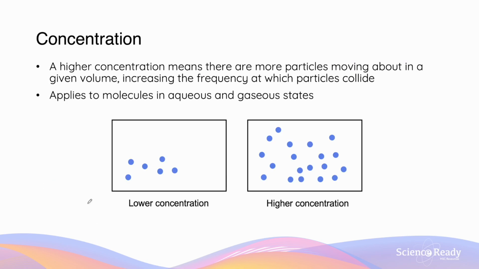If concentration of reactant is higher, that means that there are more particles moving around in the given volume, which increases the frequency at which the particles collide. And that applies to molecules in both the aqueous and gaseous state. So if we look here, imagine these were moving around. The amount of times that these would collide into each other would be much lower than for this one, which is the same volume with a higher concentration.